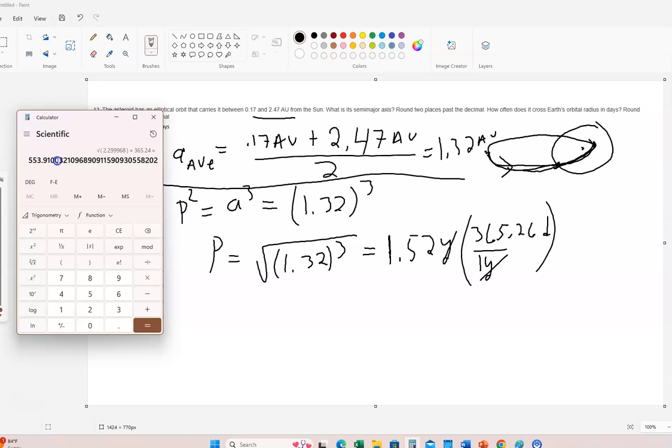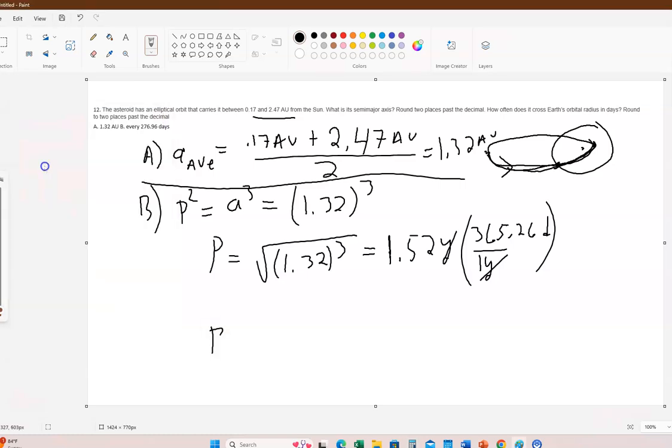So we know that during that period it crosses the Earth's orbit twice. So I'm going to divide that number by 2, right? And so every 276.9, well, it's 955, right? But I'm going to round it to 2 places past the decimal, so it's going to be 276.96. So this is the answer to part B.